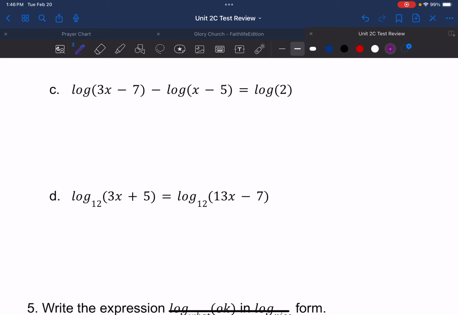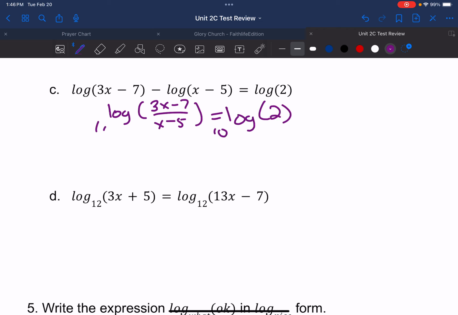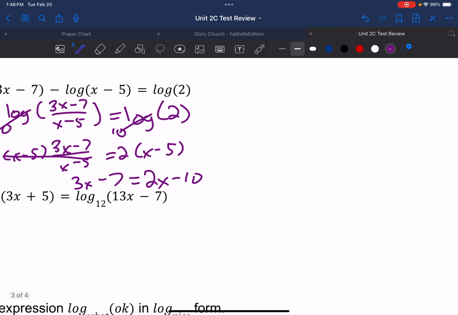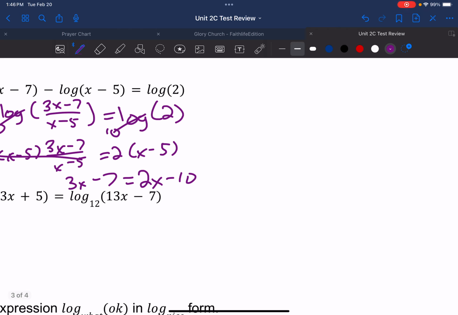You combine subtraction with division, so log of 3x minus 7 over x minus 5 equals log of 2. I'm going to do 10 as the base on both sides. So 3x minus 7 over x minus 5 equals 2. Multiply that over on both sides. 3x minus 7 equals 2x minus 10. And then if you do the math here, I'm not going to show my steps, just for time's sake, it should give you x equals negative 3.